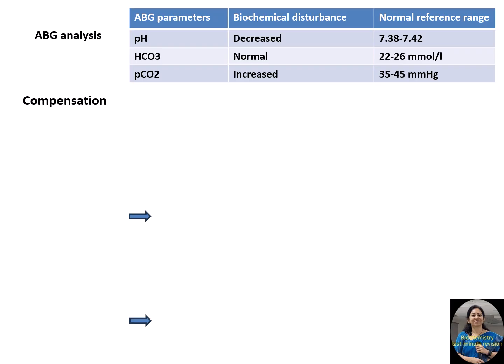Now, what happens to this ABG analysis? pH is decreased, bicarbonate is normal, and partial pressure of carbon dioxide is increased. This is the basic ABG finding in respiratory acidosis.